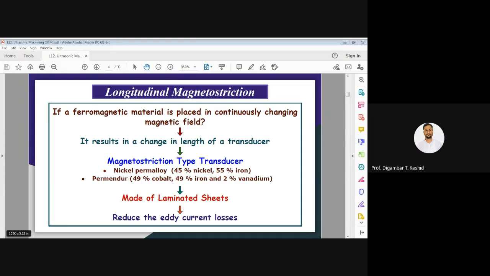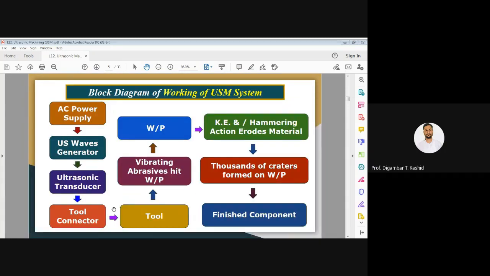Now come to our main point, that is the block diagram of this ultrasonic system. Here I have shown the block diagram, you can see. Here, the ultrasonic transducers convert an appropriate form of energy into ultrasonic waves. Why am I using the name ultrasonic? Because we want a frequency of more than 16 kilohertz to remove metal from the workpiece, so that frequency we have to attain. For that purpose we require this transducer.